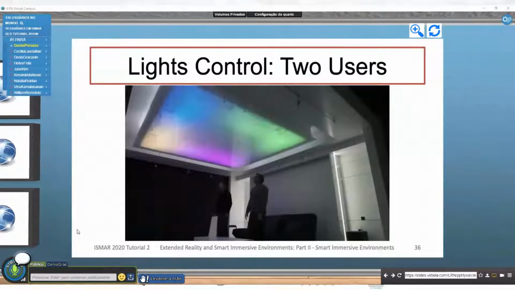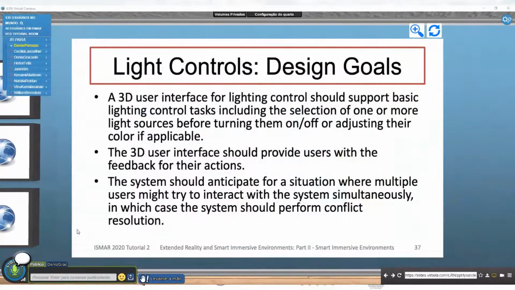So if we look at that, what will be the design goals? Well, we want to have a 3D user interface that should provide basic lighting control tasks. What are those tasks? Selecting sources, turning them on and off, and adjusting color. The user interface should provide users with feedback. In this particular case, because we deal directly with lights, it's built in, so to speak.